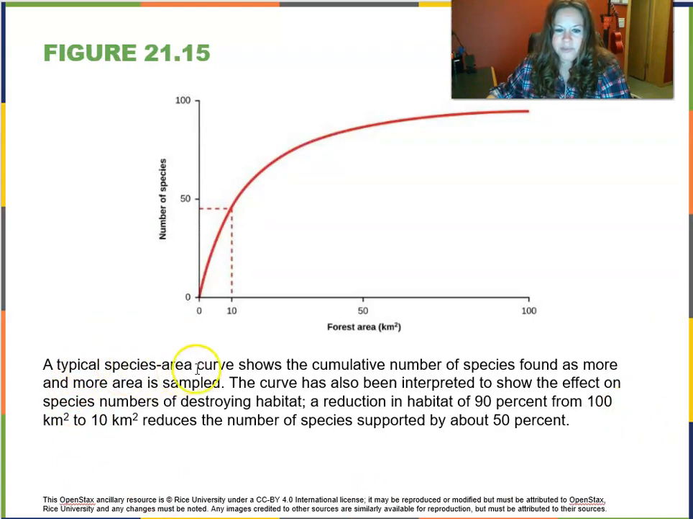So here's the typical species area curve showing the accumulation of the number of species found as more and more area is sampled. So the curve has been interpreted to show the effect on species numbers of destroying habitat. A reduction in habitat of 90% from 100 kilometers squared to 10 kilometers squared reduces the number of species supported by about 50%.